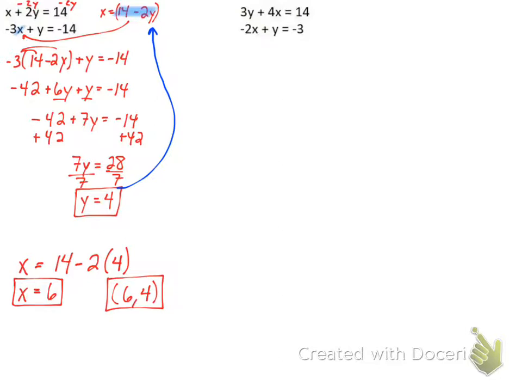So again, double check to make sure that I'm right. When I plug it into each of the original equations, let's see, 6, 4. So I go 6 plus 2 times 4 is equal to 14. It checks out. 6 plus 8 is 14. And then negative 3 times 6 plus 4 is equal to negative 14. That gives me negative 18 plus 4, which gives me negative 14. That works out as well. So both of those solutions work.